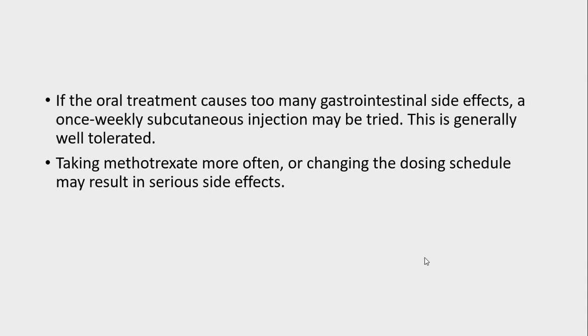If oral treatment causes too much gastrointestinal side effect, once a week subcutaneous injection may be tried, which is generally well tolerated. As I've told you, the injection form of methotrexate contains 50 milligram drug in 2 ml. So 1 ml will contain 25 mg, and if you have to give, say, about 15 milligram, you can take half ml, or you can reduce further according to the dose which is to be prescribed.